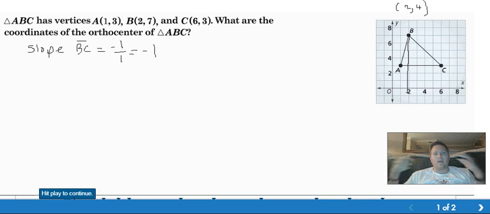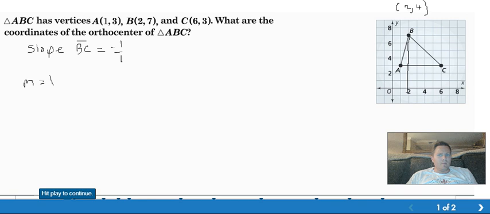Alright, so from our last unit, what do we know about perpendicular lines? Well, perpendicular lines have the opposite reciprocal slope. So that means this negative 1 over 1, we need to flip it right here. We're going to flip that, which is still 1 over 1, with the opposite sign. So I know that my new slope is going to be 1. Okay, so that's my new slope. I'm trying to find the slope that comes from here.